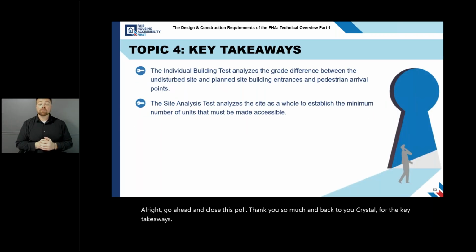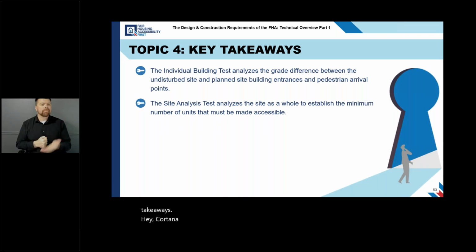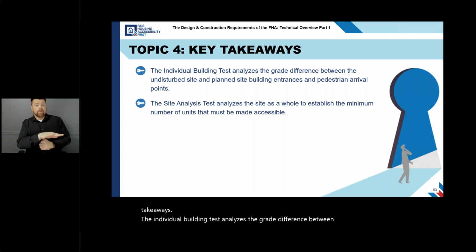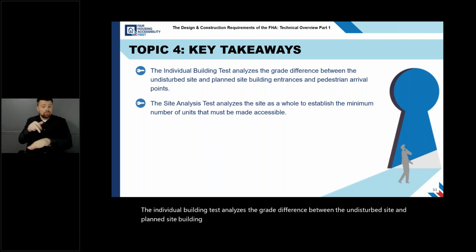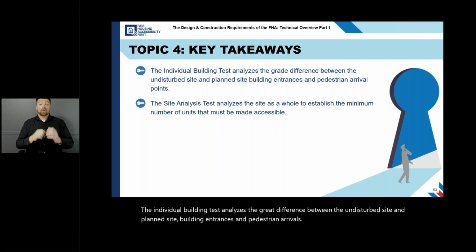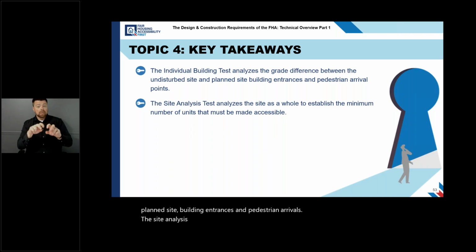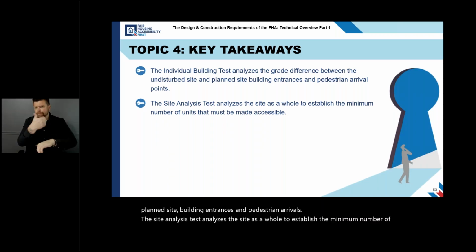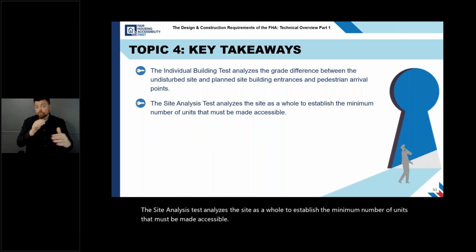Key takeaways. The individual building test analyzes the grade difference between the undisturbed site and planned site building entrances and pedestrian arrival points. The site analysis test analyzes the site as a whole to establish the minimum number of units that must be made accessible. And with that, we're going to move into topic 5.